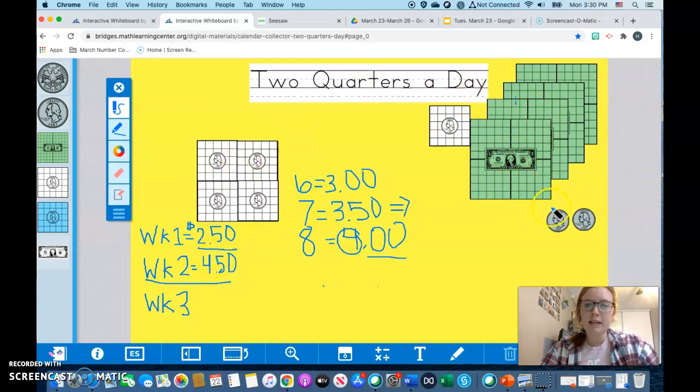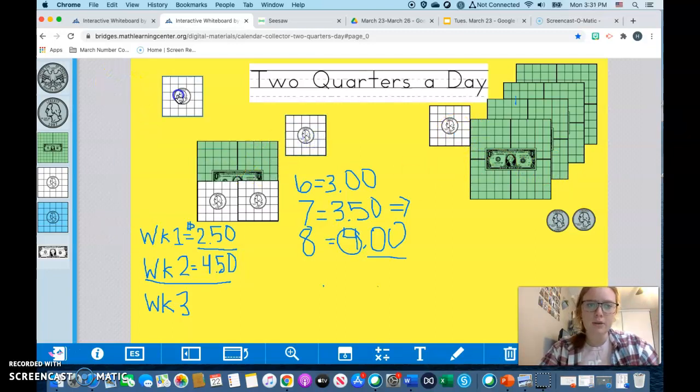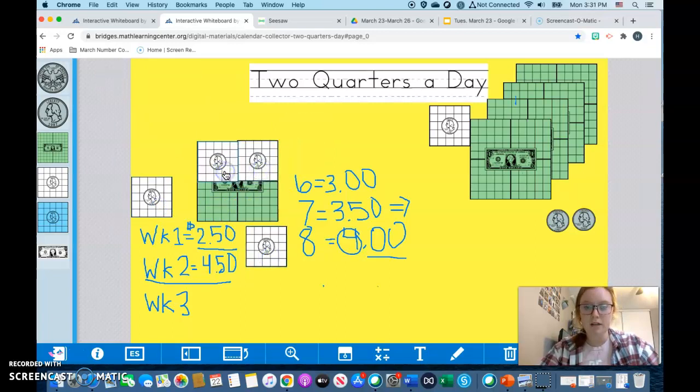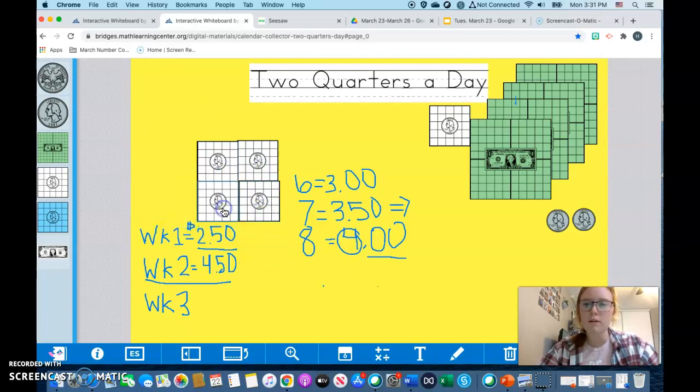Remember, when I said we collected a whole dollar, that meant we collected how many quarters? You're right, 4 quarters, because our dollar is broken up into 4 parts. So on the first day when we collected, remember, 2 quarters, we filled half of our dollar. Then by the second day, we had already filled a whole dollar.